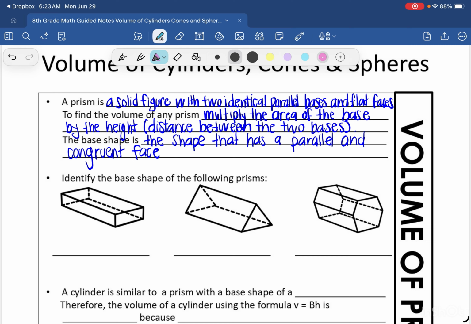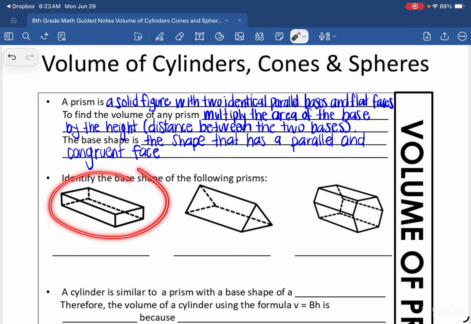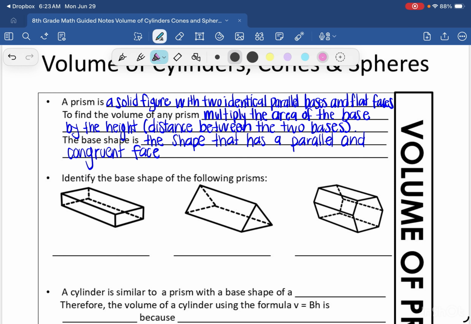Identify the base shape of the following prisms. If we are looking at this shape right here, this actually is unique because it has a couple of different bases that we could use. This face and this face are both parallel and congruent. This face and this face are both parallel and congruent. The top and the bottom faces are also both parallel and congruent. So this one is unique because it has different faces, but they are all the same shape. So the shape of the faces is a rectangle.